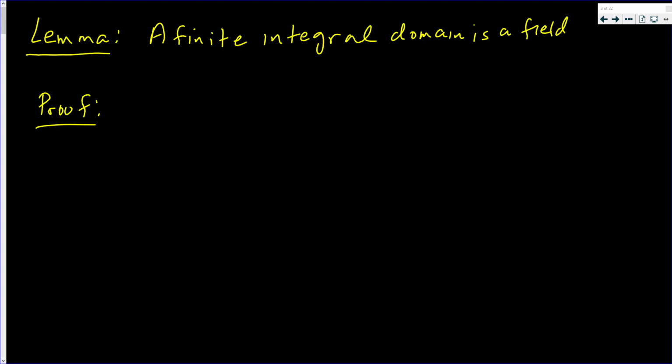In this video, we're going to prove the following lemma. It says that a finite integral domain is in fact a field. That is, if you're an integral domain and you're finite, bingo, you're a field. Nothing more to show after we prove this. You can't use it unless you prove it.